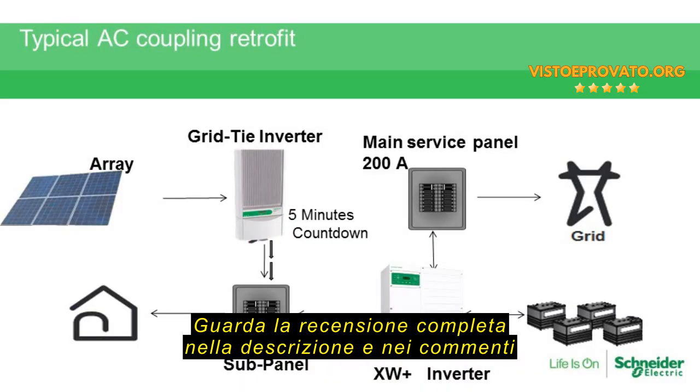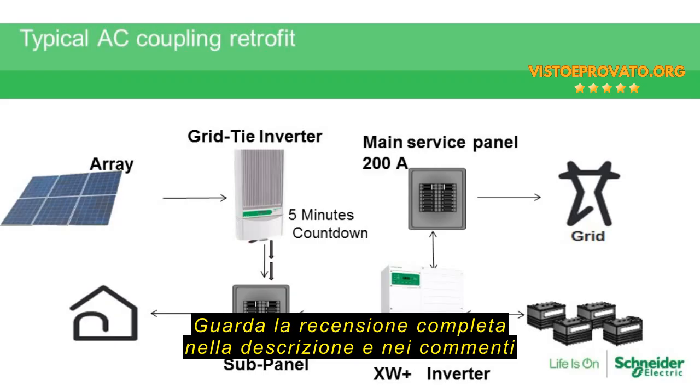With a typical AC coupling retrofit, with the system we see the grid tie inverter there, and probably the most important thing to note on this system is that the sub panel is being shared by the XW Plus inverter as well as the grid tie inverter. So during normal operation, when we're selling power out to the grid, the XW is literally just a piece of wire. It's in a pass-through mode, so the grid tie inverter is just simply passing through the inverter onto the main panel and then out to the grid in this example.